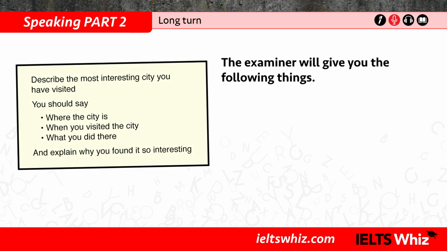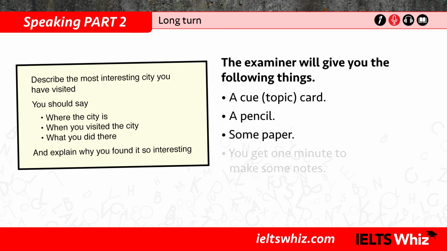The examiner will give you the following things. A cue card, like the one you can see here. This cue card contains the topic that you will talk about. The examiner will also provide a pencil and a piece of paper. You will get 1 minute to make notes about the topic that you've been given.